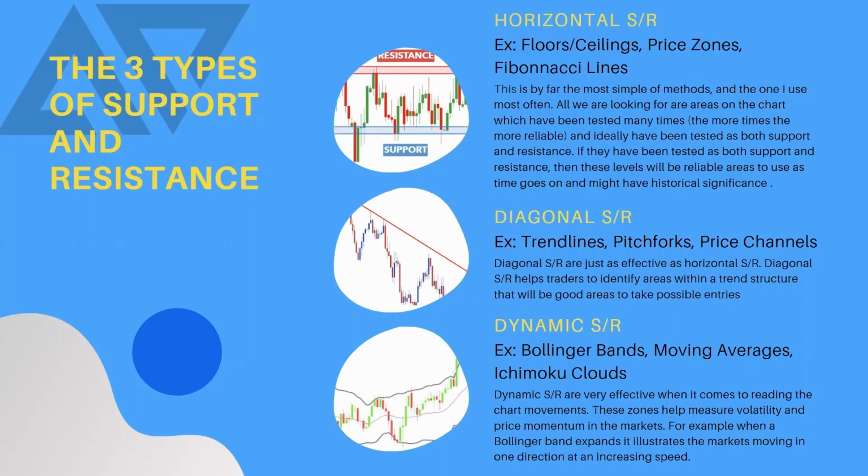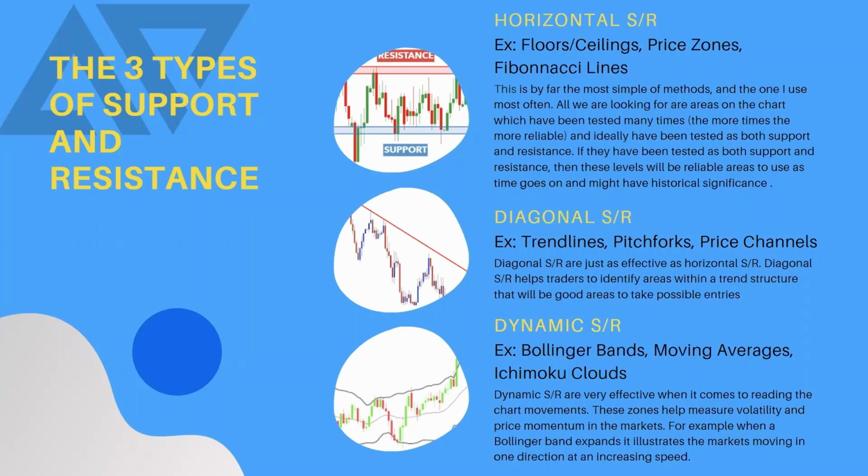Diagonal support resistance, like trend lines, pitchforks, and price channels. Diagonal support resistance are just as effective as horizontal support resistance. They help traders identify areas within a trend structure that will be good areas to take possible entries.